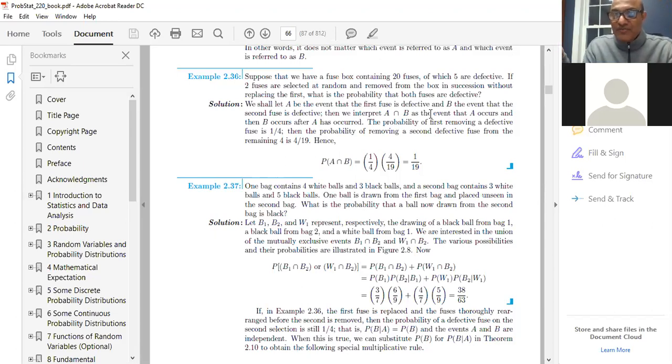One ball is drawn from the first bag. This is my first bag. I am picking up one ball blindly, with my eyes closed. I pick one ball, and I don't know whether it is white or black. And I keep that ball in my second bag. Just like this, with my eyes closed, I take one ball from my first bag and keep that ball in my second bag.